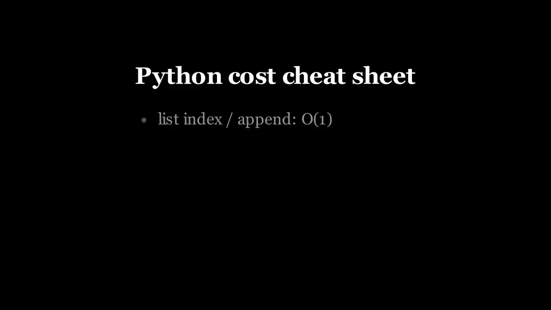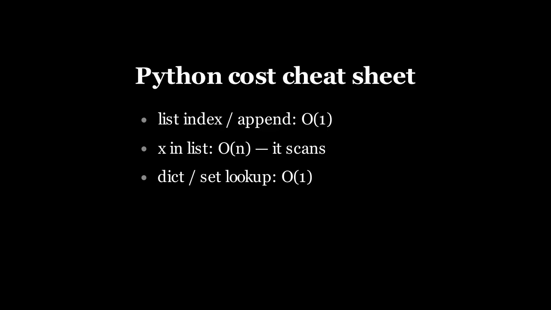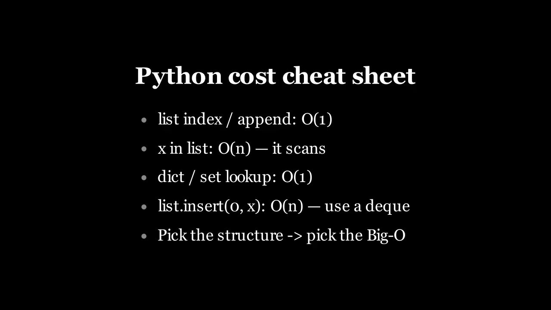A quick Python cheat sheet, because the data structure decides the cost. List indexing and appending are O of 1, but checking x in a list is O of n. Dictionary and set lookups are O of 1. That's why they're everywhere. Inserting at the front of a list is O of n. Use a deque for O of 1. Pick the structure, and you've picked your Big O.